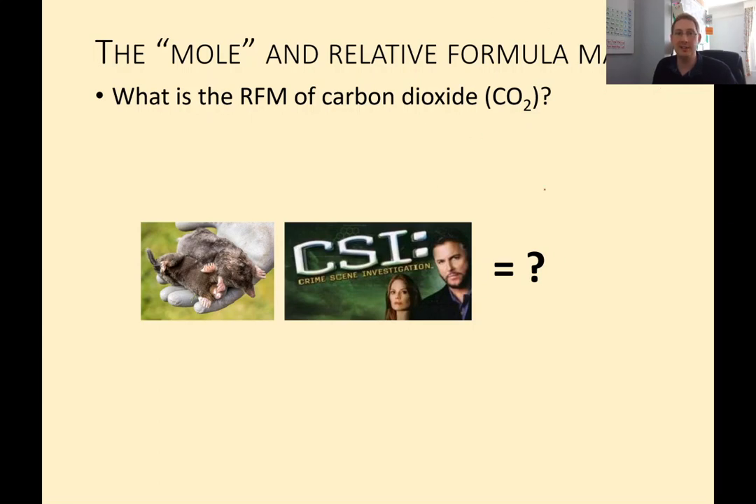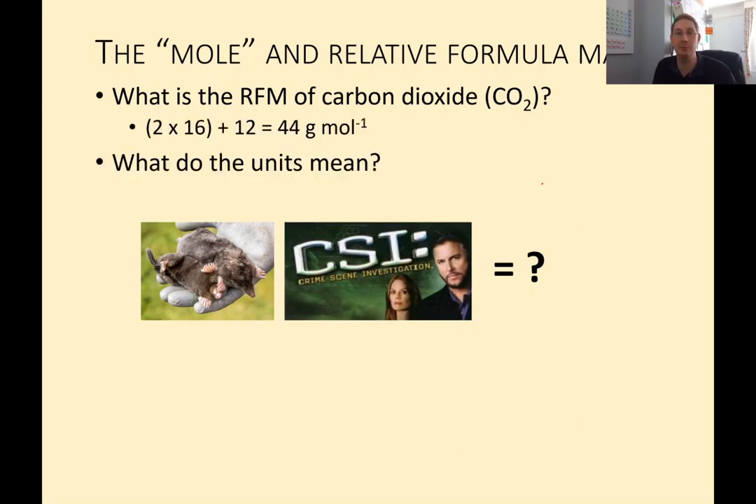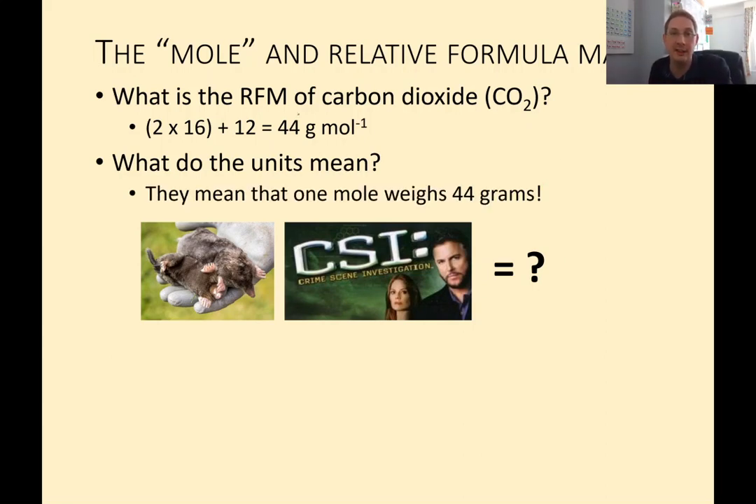Relative formula mass of carbon dioxide. Carbon is 12, each oxygen is 16, so that gives you 44 grams per mole. The units mean that 1 mole weighs 44 grams. That's what that means, 44 grams per mole. 1 mole weighs that amount.